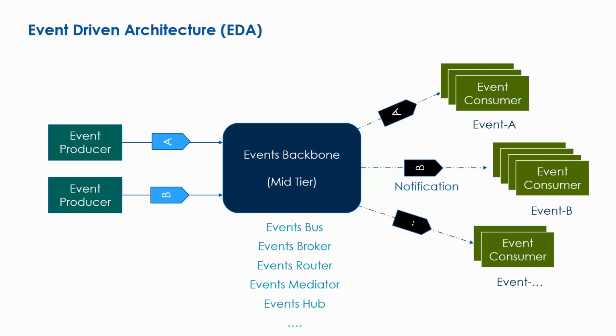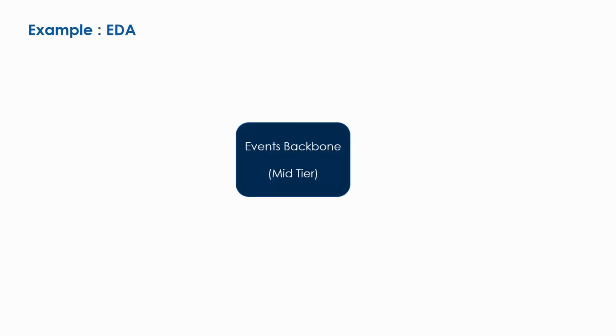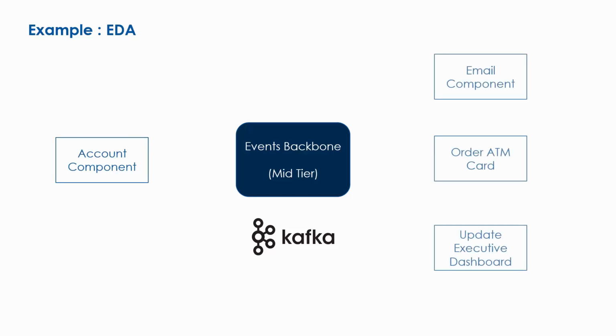Let's take a look at a specific example of event-driven architecture. Let's assume that Kafka is in use for event routing. Recall the example of a bank where when the new bank account is created, there are multiple components that get notified and carry out the processing. So here in this scenario, these three components will subscribe to Kafka for the events related to the creation of new account. When a new account will be created in the account component, it will connect with Kafka and publish a message to the new account topic. Kafka at that point will notify all of the subscriber for the new account event.